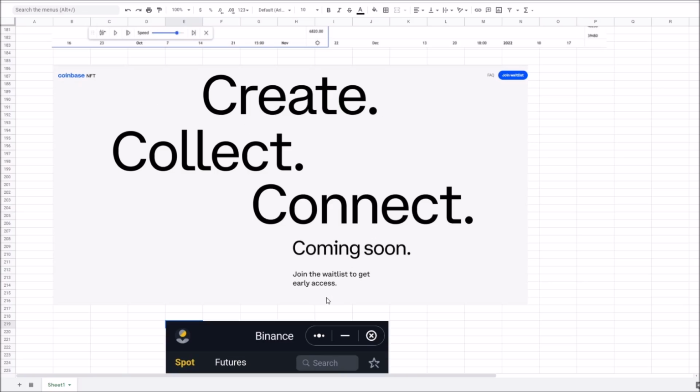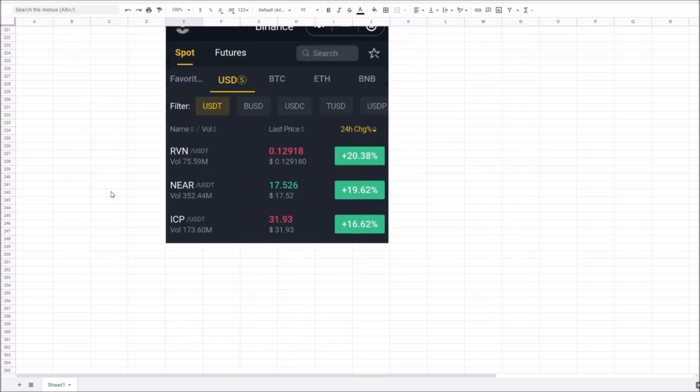You guys, this is about to be, I'm telling you, it's like buying Bitcoin for $1. I'm going to keep you guys updated. We're about to make a ton of money in this market.